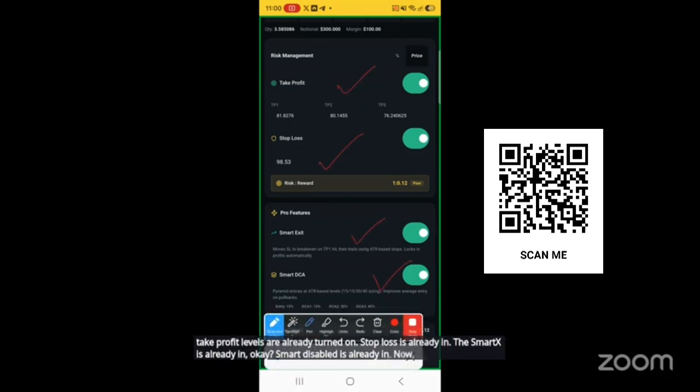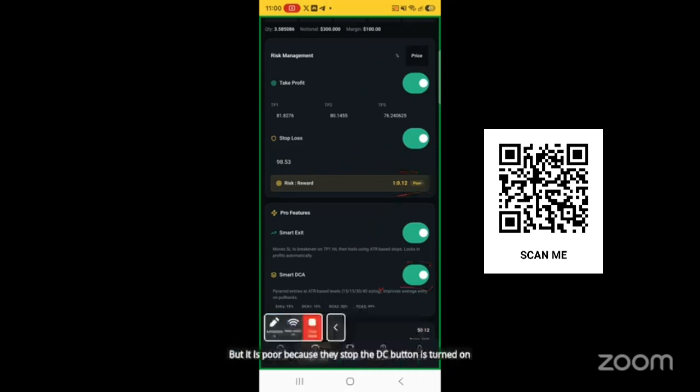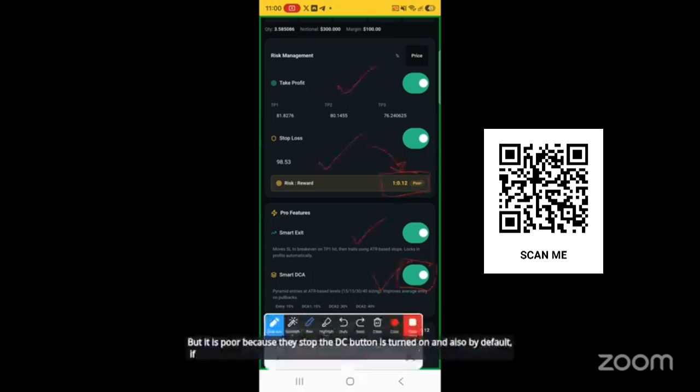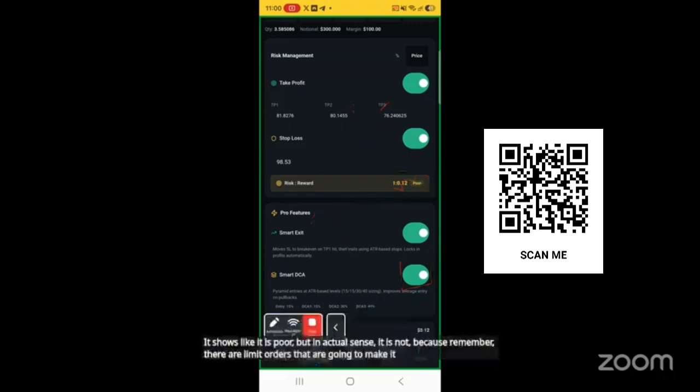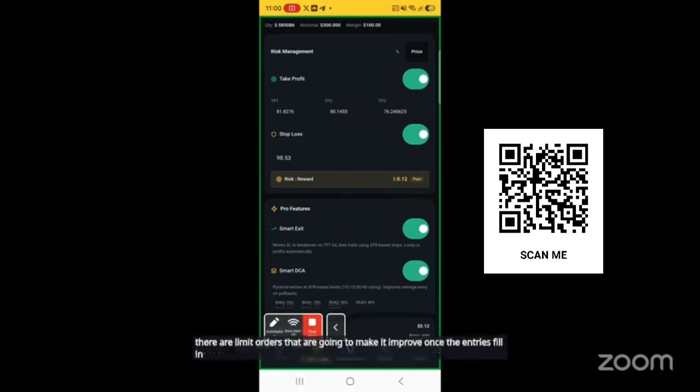Now someone may ask me, what about the risk to reward? Why is the risk to reward poor? I think maybe they should consider the risk to reward calculation, but it is poor because the DCA button is turned on, and by default, if DCA is on, the stop loss is put very far so that the 3 limit orders have enough space to enter. That's why it shows like it is poor, but in actual sense it is not, because remember, there are limit orders that are going to make it improve once the entry is filled in and the entry price changes.